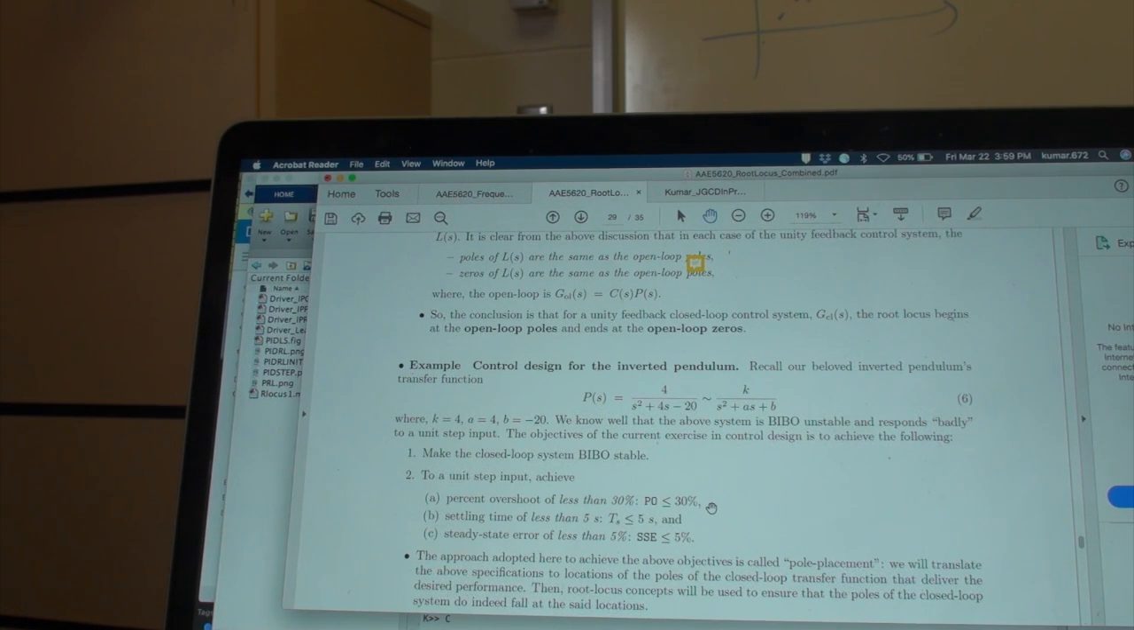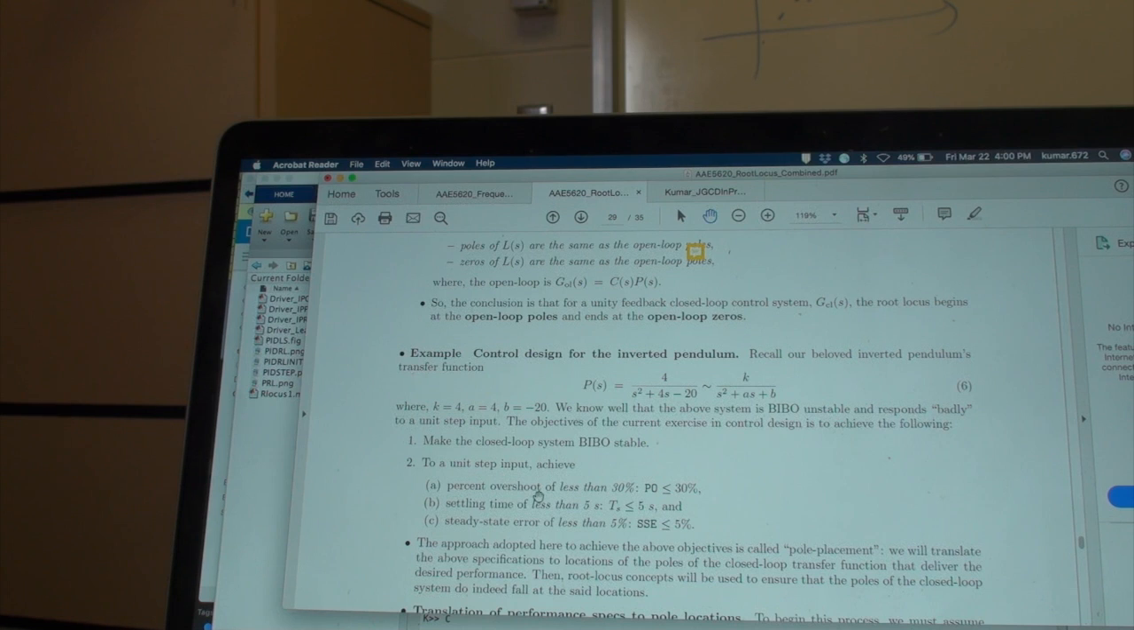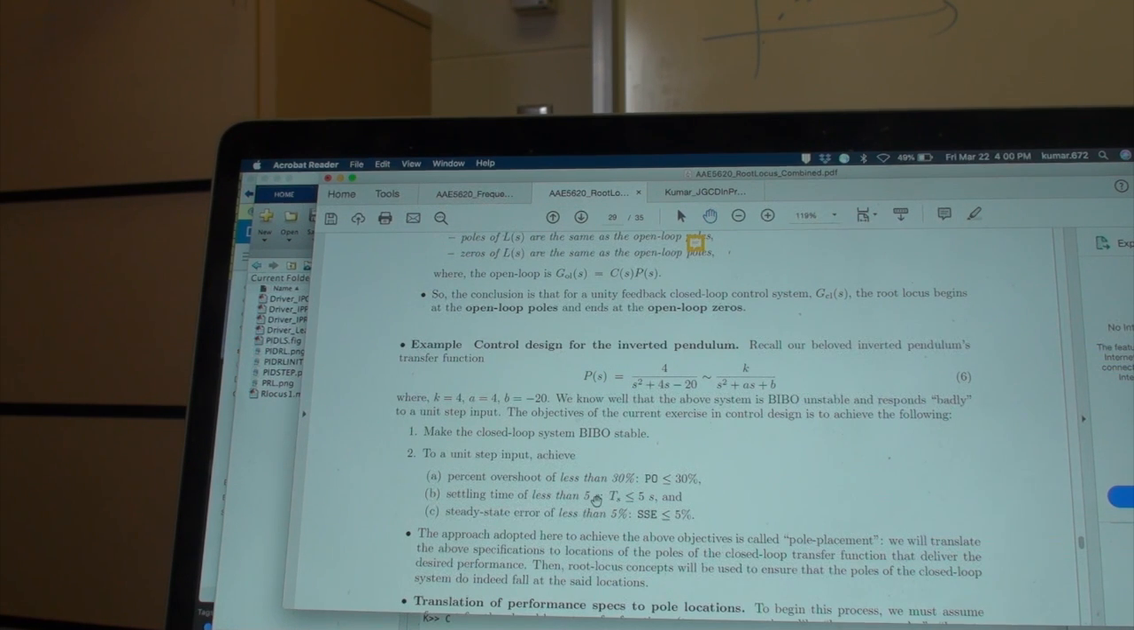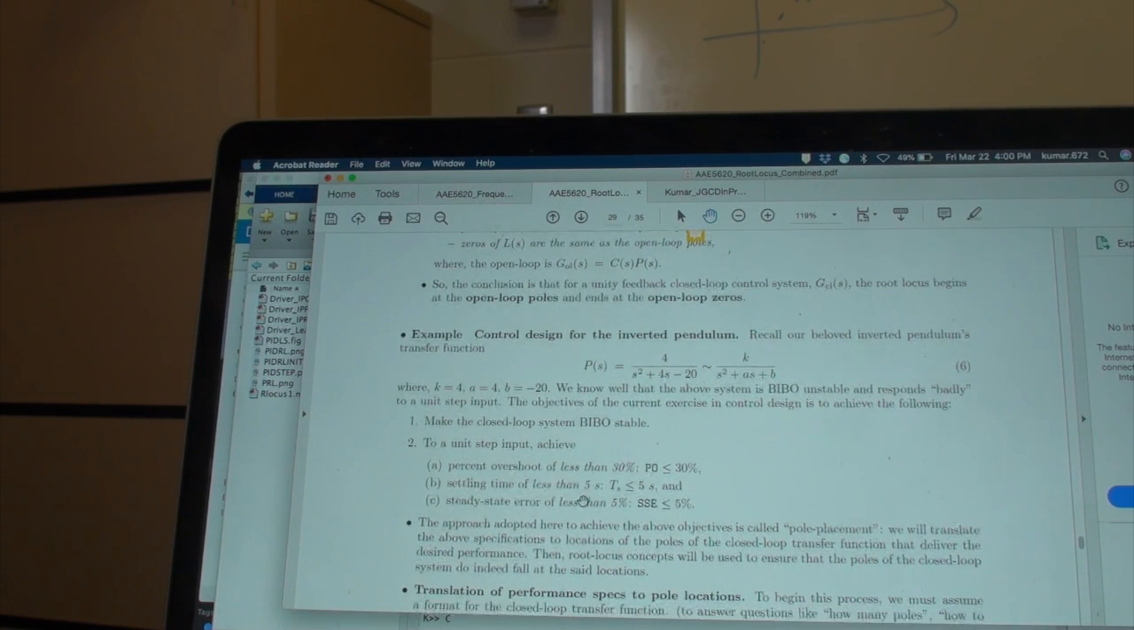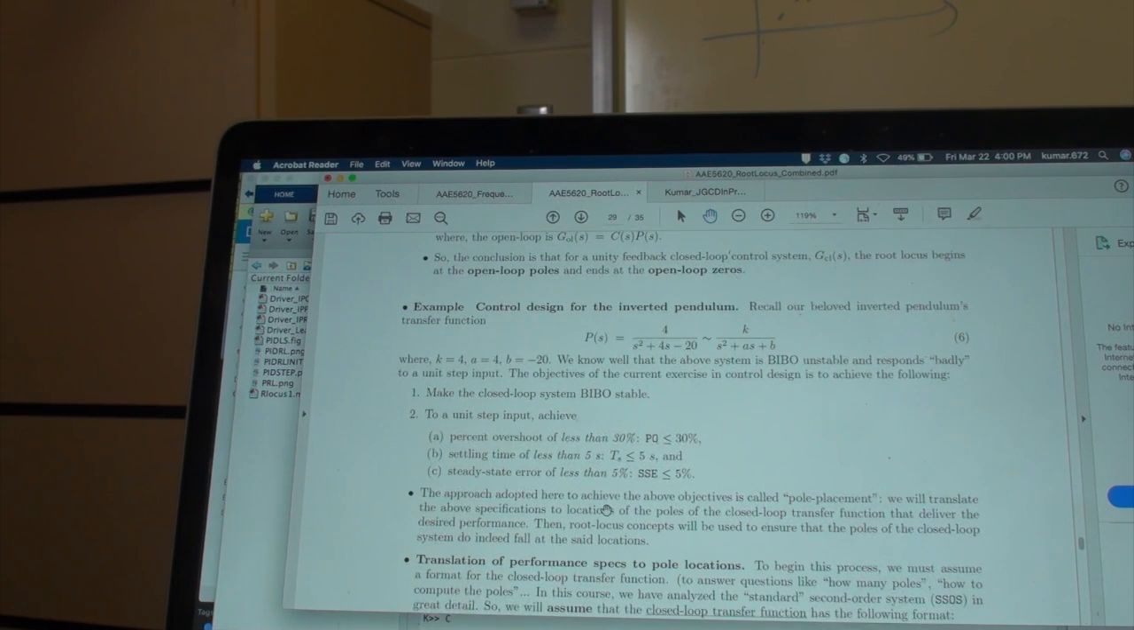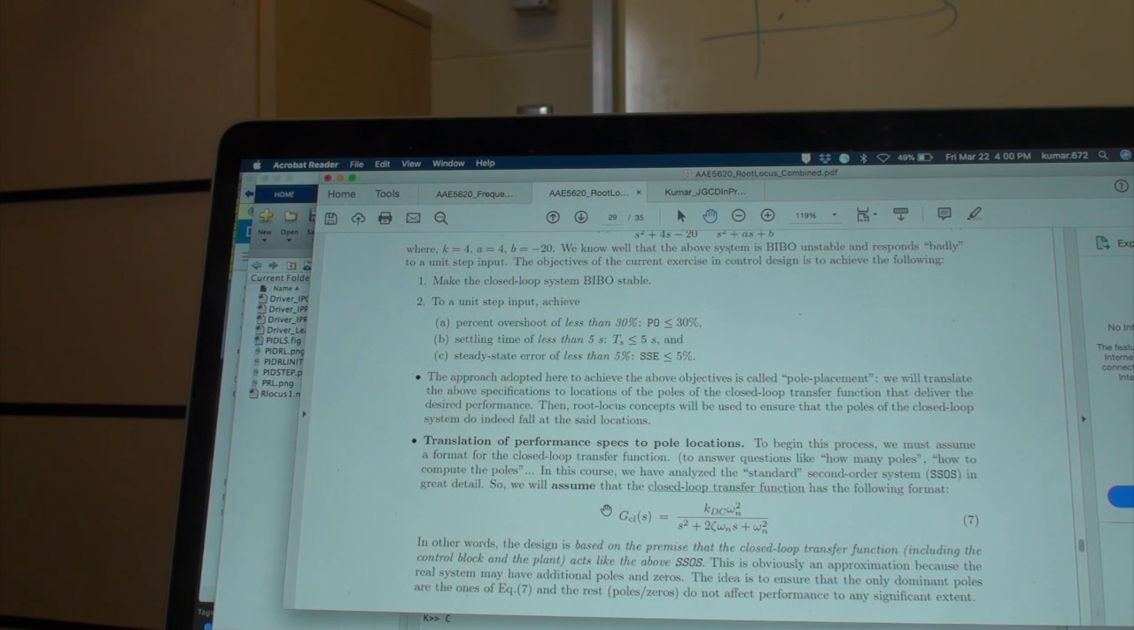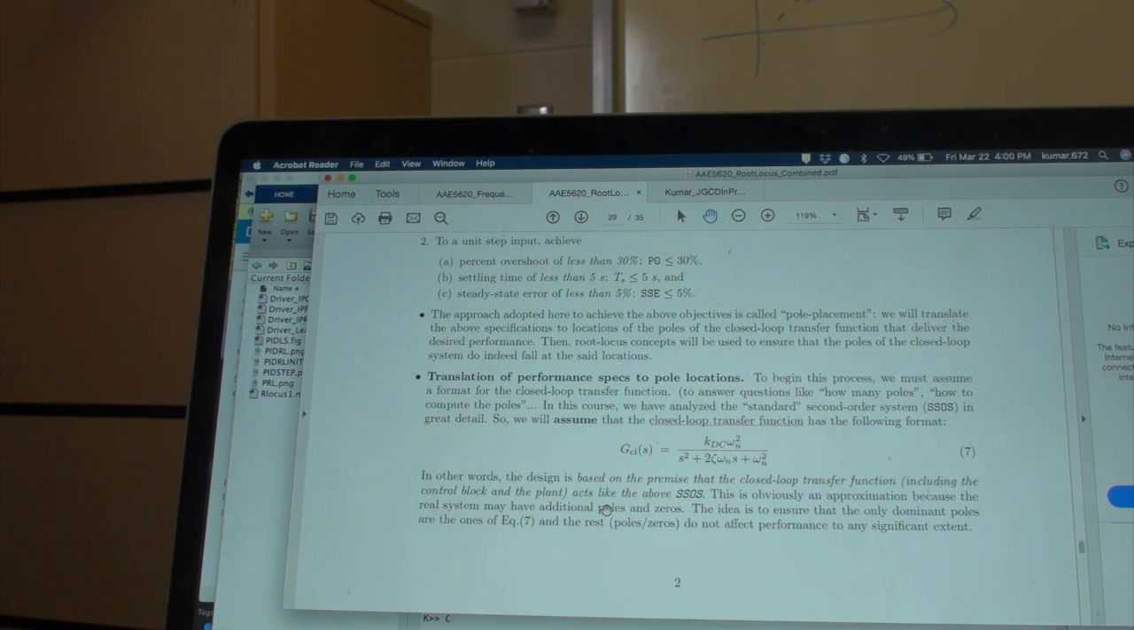So in designing the controller, this is what we want. There are three desired requirements from the dynamic system. We want, given a step input, the system to not exceed more than 30% overshoot, to settle down to its desired state, which is that right there, away from the reference position, in less than 5 seconds, and have a steady state error of less than 5%. Okay, so again, assuming that you know how second order systems behave, you can translate these requirements into locations of poles.